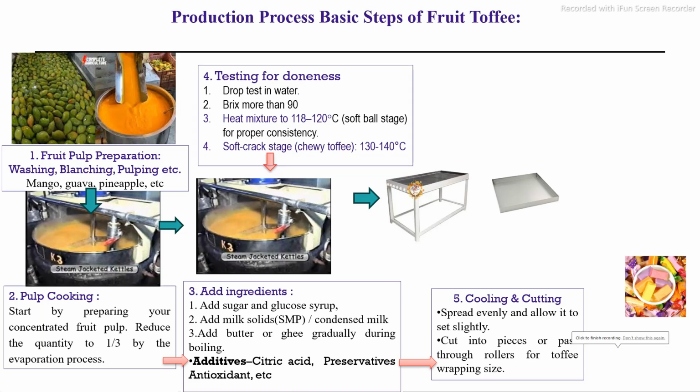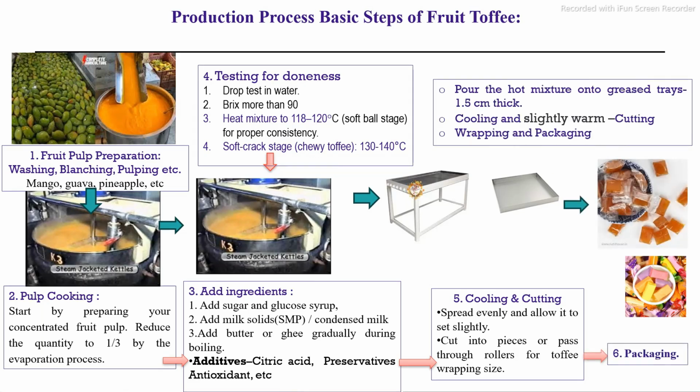After completion of the cooking, the next step is the spreading, cooling and cutting process, in which we can use stainless steel trays. The trays are properly washed and greased with ghee or butter, then the prepared fruit toffee is spread to a thickness of about 1.5 to a maximum of 2.5 centimeters. After that, it is properly cooled, and then the cutting process is carried out.